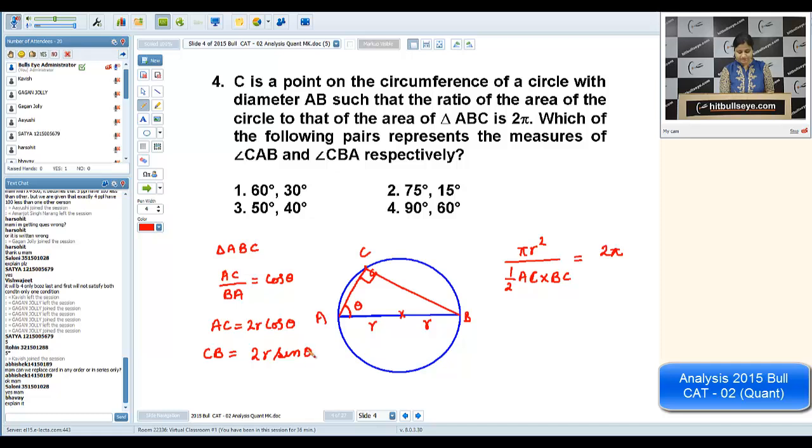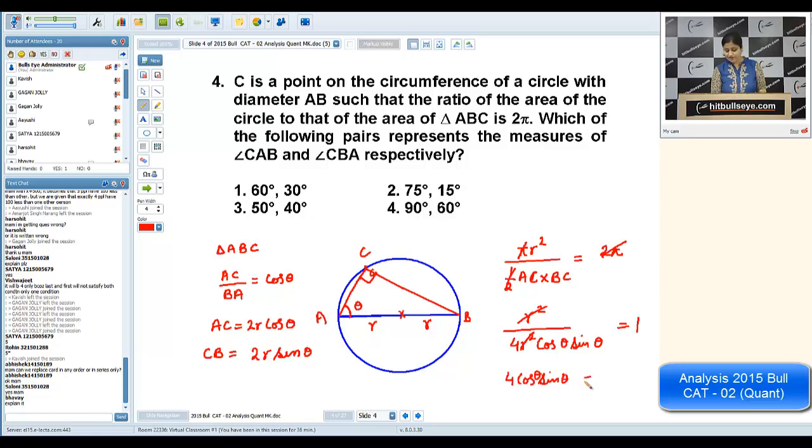Are you getting me, Bhavya? Actually, I am trying to cancel this r since I am interested only in theta. So I am putting values here. Half pi is cancelled. So this is r square on 4r square cos theta sin theta, which comes out to be 1 here. R square got cancelled. So we are left with 4 cos theta sin theta.